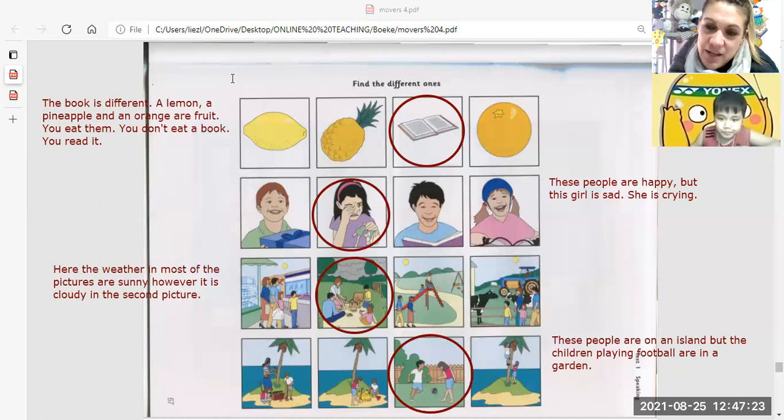Okay, read it again. Here's the water in most. Most of the people of the picture are sunny. However, is it cloudy in the second picture? Okay, next one.